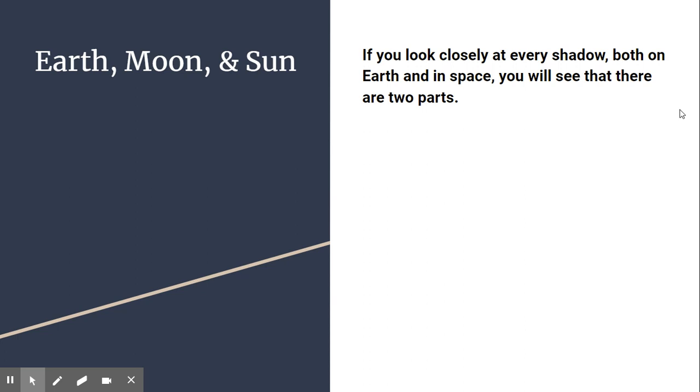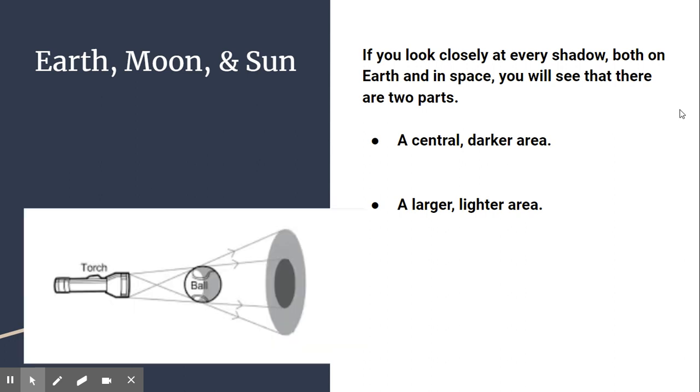If you look closely at a shadow, though, you'll always find that there are two parts. There's a central, darker area, and then an outer, larger, lighter area. Looks something like this. That flashlight is shining on an object like that plastic ball or tennis ball that we worked with in class. And there's that darker center spot and then that lighter area around it.